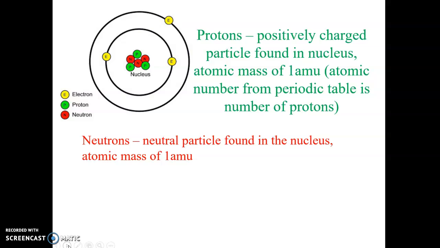Neutrons that were discovered later by Chadwick are also massive particles. But these are particles that are in the nucleus that account for the mass. They are roughly the same size. So to make it simple, we're just going to say they are the same size in terms of mass as a proton, but they have no charge, so they are neutral.